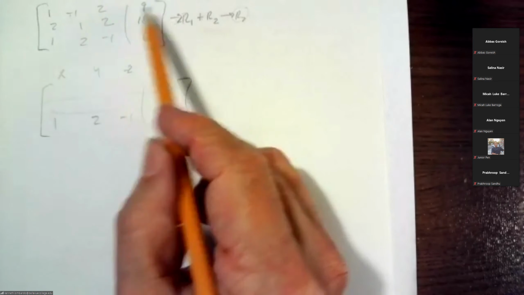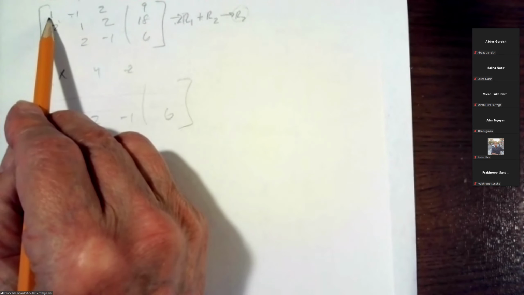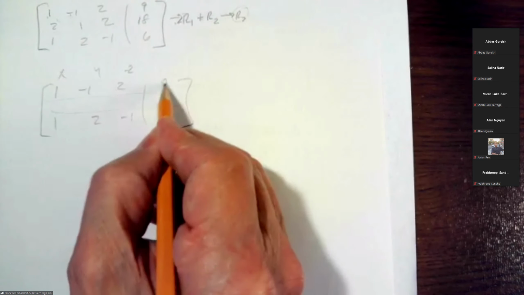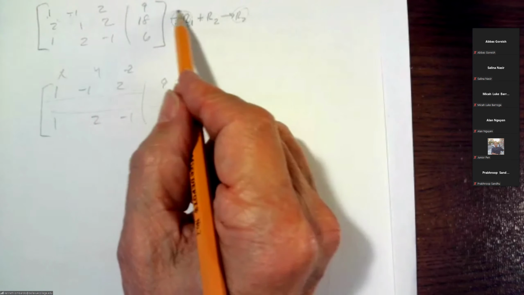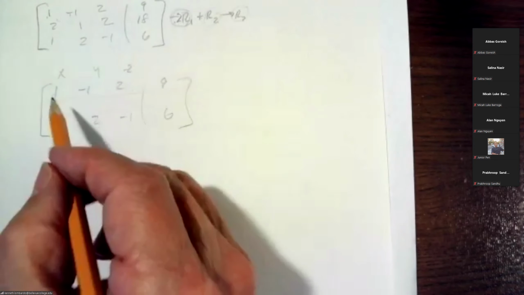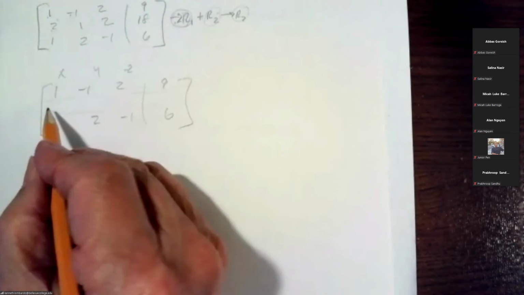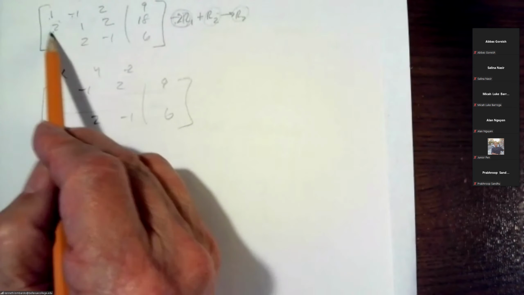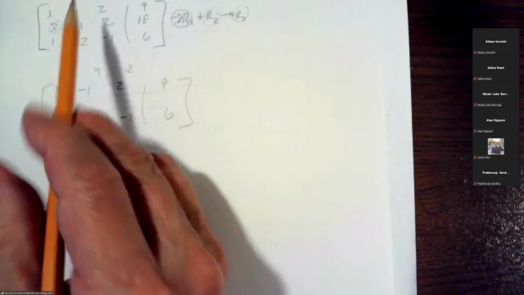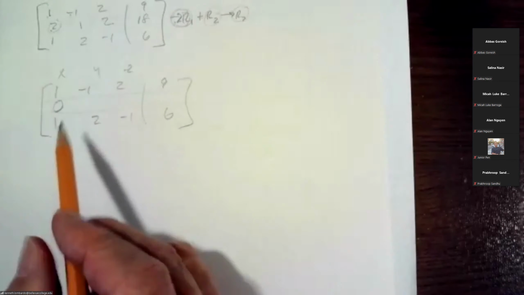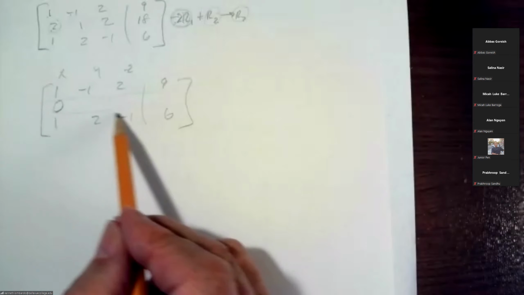So if I do -2 times row 1, and then add it to row 2. So row 1 remains the same: -1, -1, 2, and 9. But what I'm going to do is do this to row 1, add it to row 2, and replace row 2. So -2 times 1 is -2. Okay, now if I add -2 and 2, what am I going to get? 0, right? And that's what I'm aiming to do, is get zeros below the diagonal set of ones.